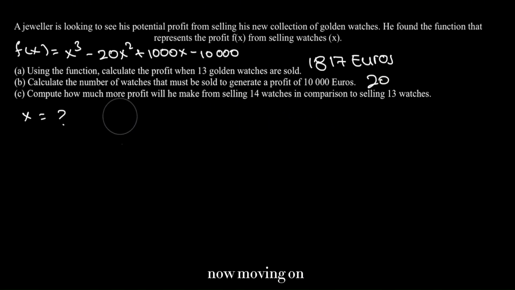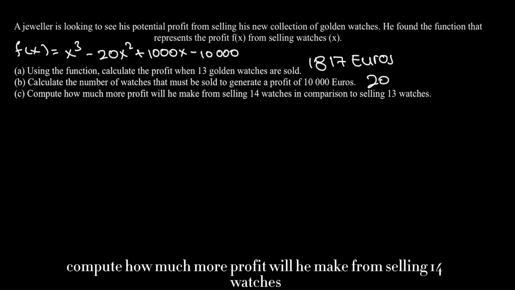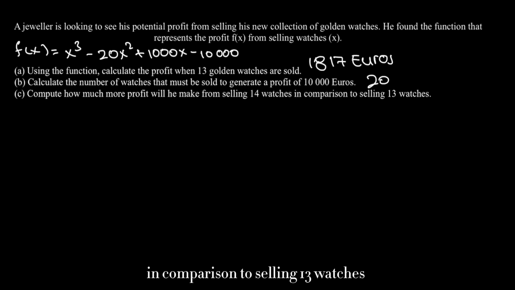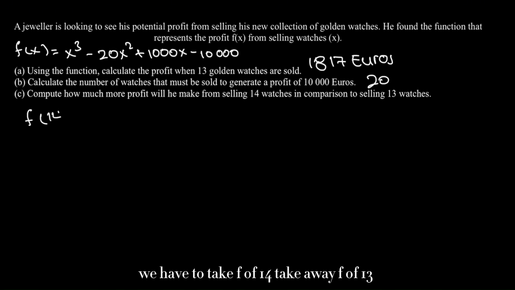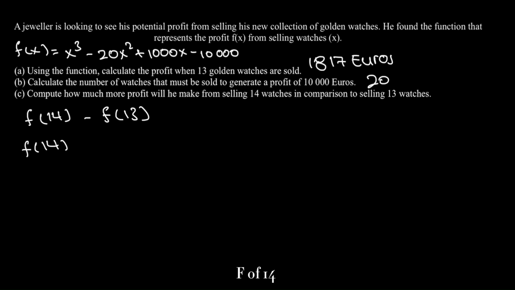Now moving on to the final part of the question. Compute how much more profit he will make from selling 14 watches in comparison to selling 13 watches. Right, so here we're trying to find the difference between selling 14 watches and selling 13 watches. We have to take f of 14, take away f of 13. F of 14, we substitute 14 into the value of x.